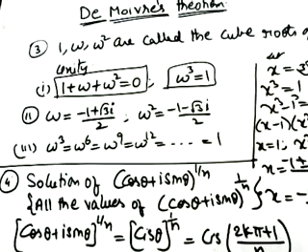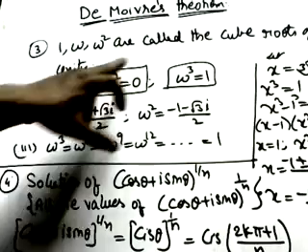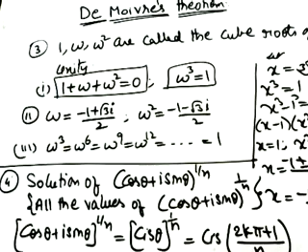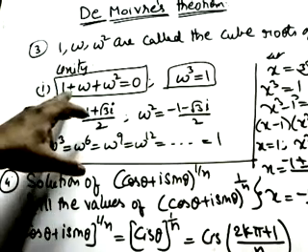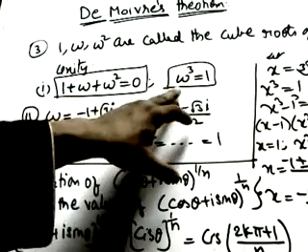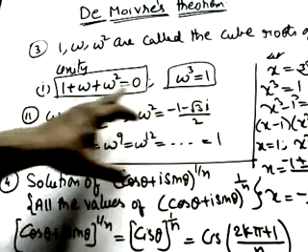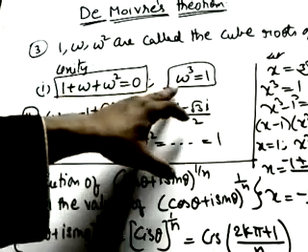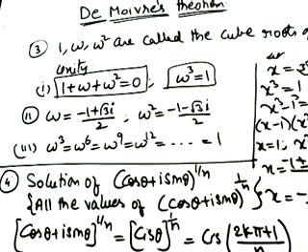Now you see the next concept. 1, omega and omega square are called the cube roots of unity. We have two formulas for this: 1 plus omega plus omega square equals 0, and omega cube equals 1.